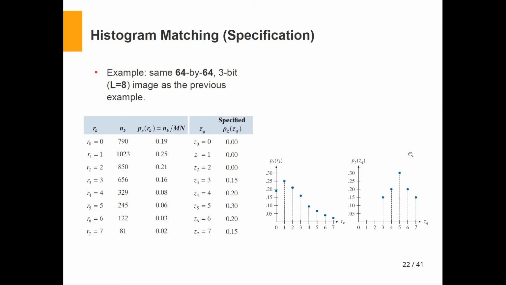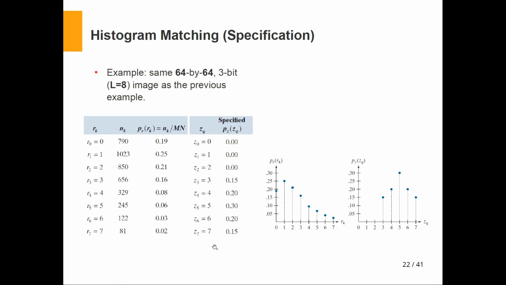For this example, we use the exact same histogram that we use for the histogram equalization example. We have a 64 by 64 image which has 3 bits that represent the intensity values of the images. So in this table on the left we have the intensity values. The second column shows the number of times each intensity value appears in the image, and then the third column shows the normalized histogram, basically the probability of each intensity value happening in the image.